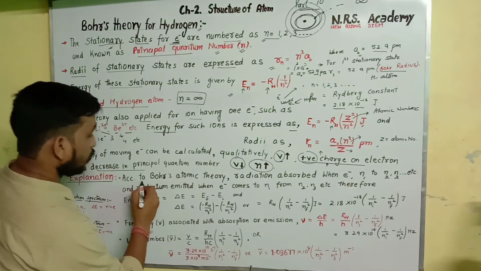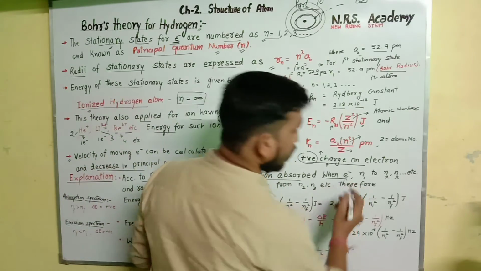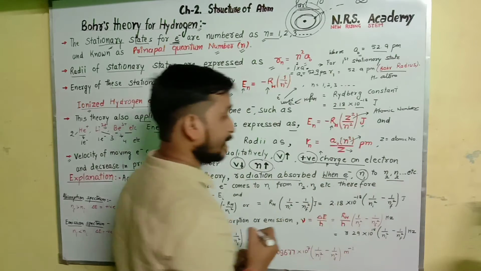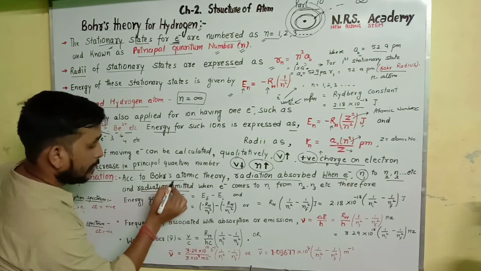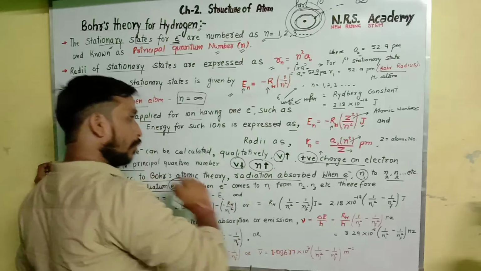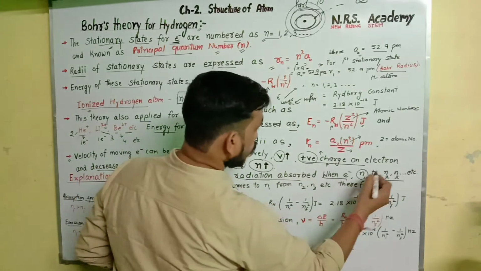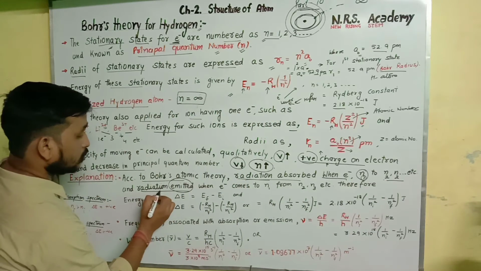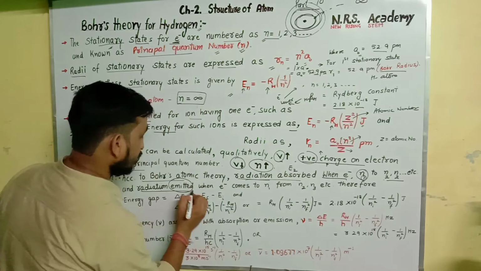Now, according to Bohr's atomic theory, radiation is absorbed when an electron moves from a lower energy state to a higher energy state, that is, from n1 to any of the stationary states. Radiation is emitted whenever it comes from a higher energy level to a lower energy level, and energy is absorbed whenever it goes from a lower to a higher energy level. Now, whenever we talk about these two, we are talking about the difference in energy, the energy absorbed and the energy emitted.